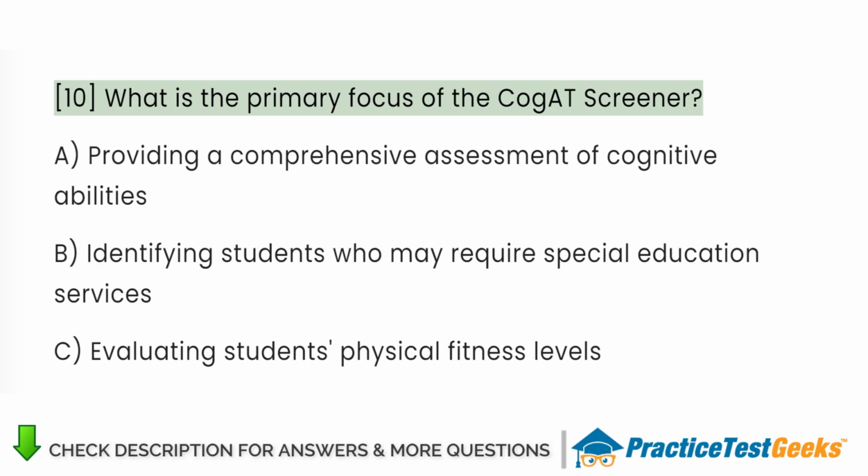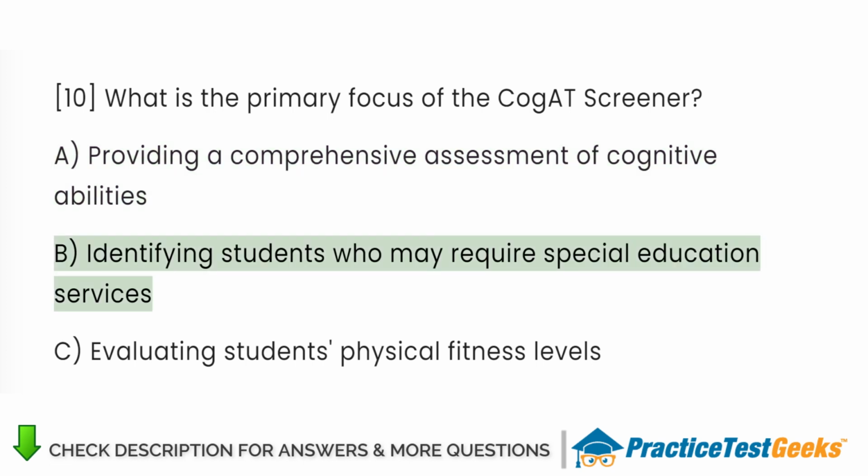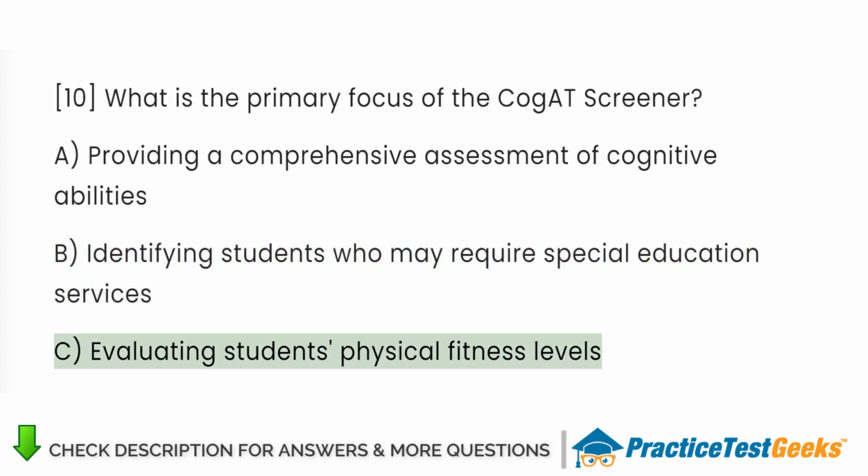What is the primary focus of the CogAT screener? A. Providing a comprehensive assessment of cognitive abilities. B. Identifying students who may require special education services. C. Evaluating students' physical fitness levels.